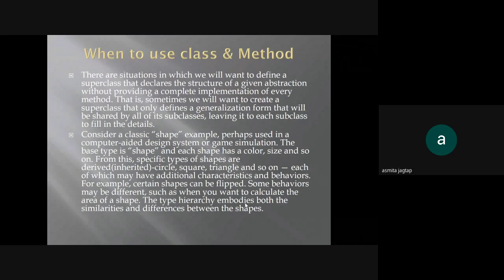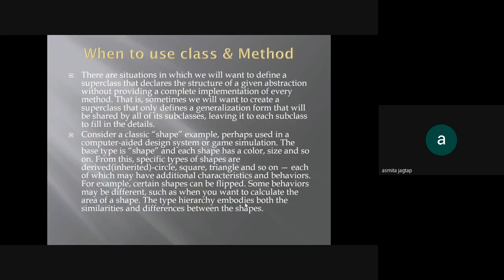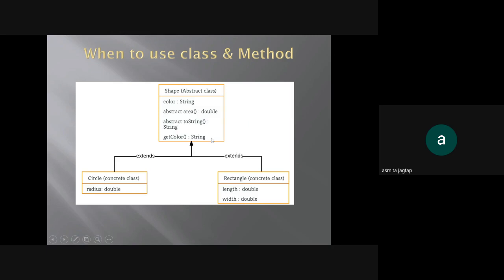I will explain with an example. Consider the class Shape example. We have circle shape, rectangular shape, etc. Here the base type is Shape. Each shape has colors.